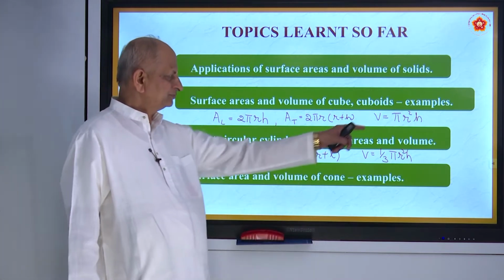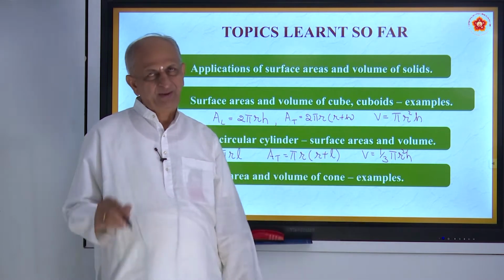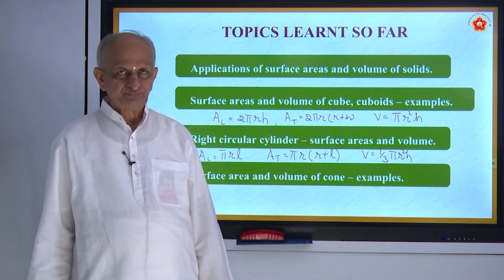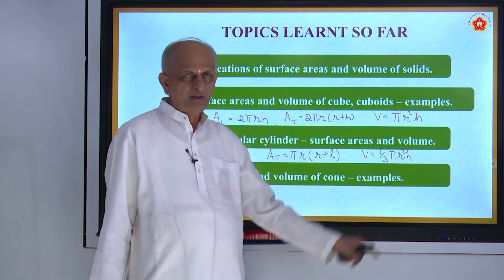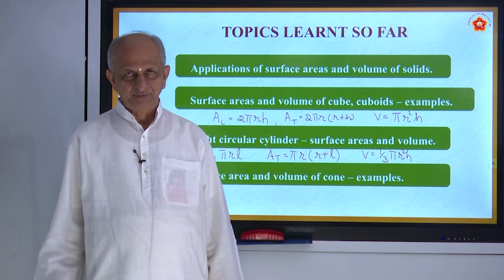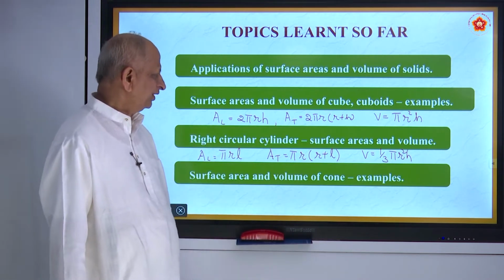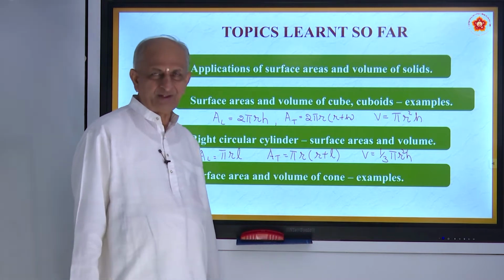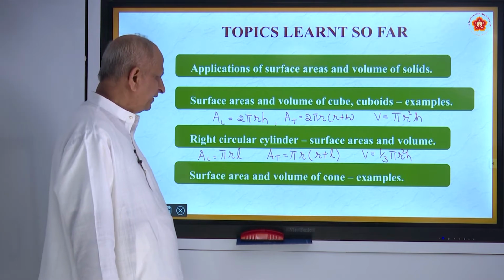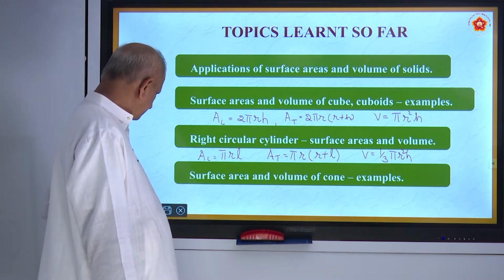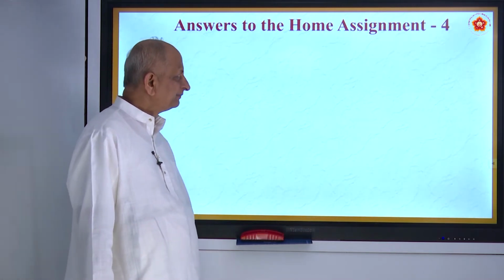That means a cone and a cylinder having the same radius and same height: the volume of one cylinder is equal to 3 times the volume of the cone of the same radius and same height. Okay, so these are the beautiful examples of solids and their applications which you have studied in the previous class. Now coming to home assignments.